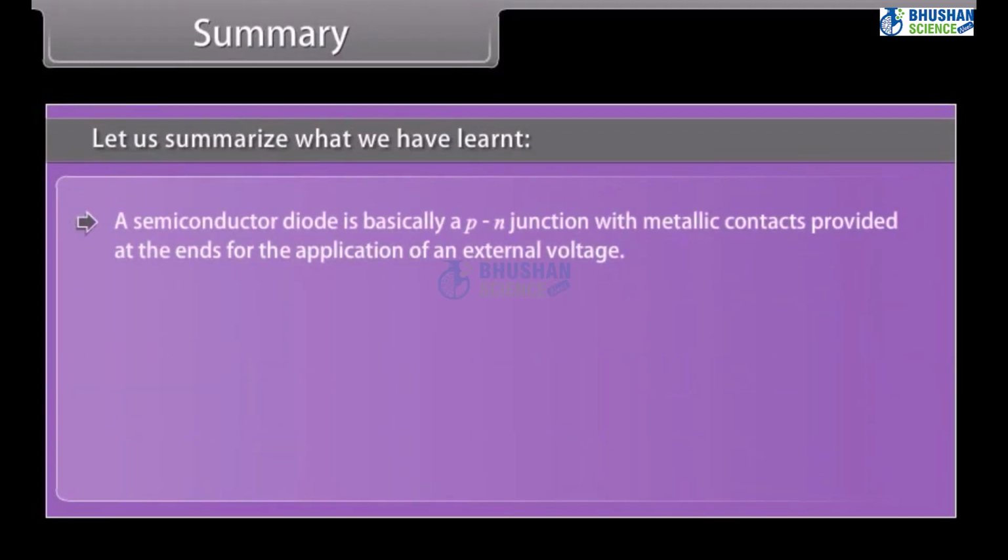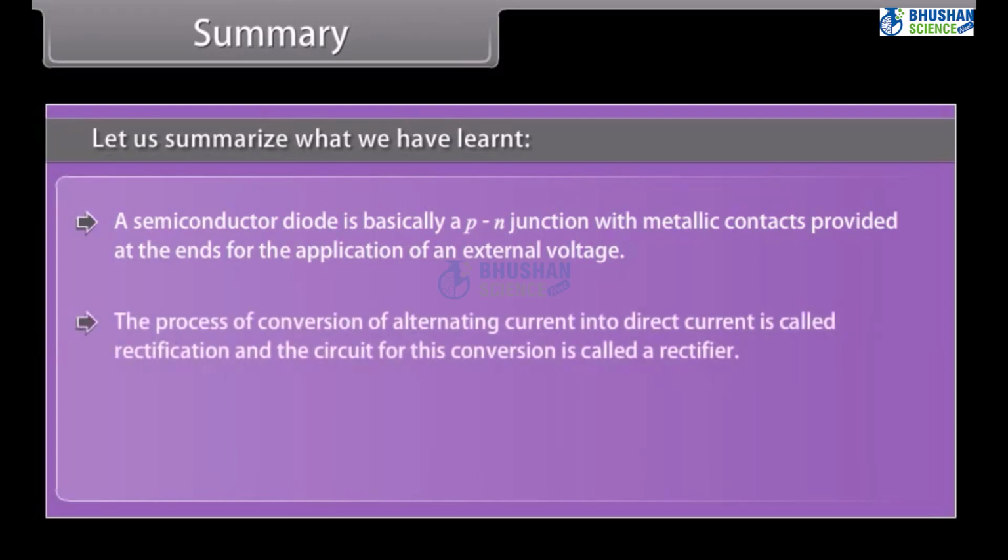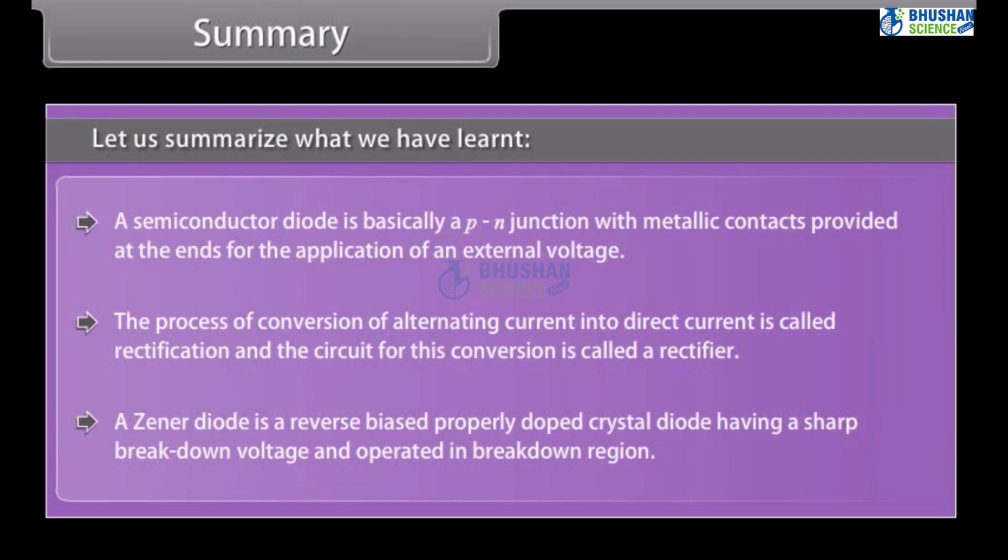A semiconductor diode is basically a PN junction with metallic contacts provided at the ends for the application of an external voltage. The process of conversion of alternating current into direct current is called rectification, and the circuit for this conversion is called a rectifier. A Zener diode is a reverse-biased, properly doped crystal diode having a sharp breakdown voltage and operated in the breakdown region.